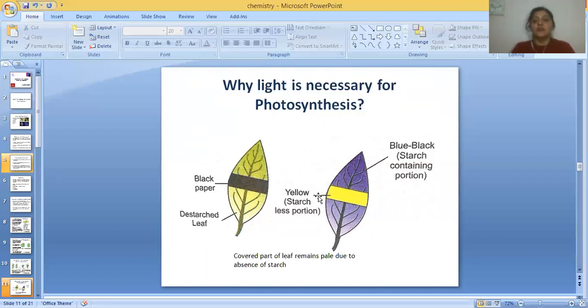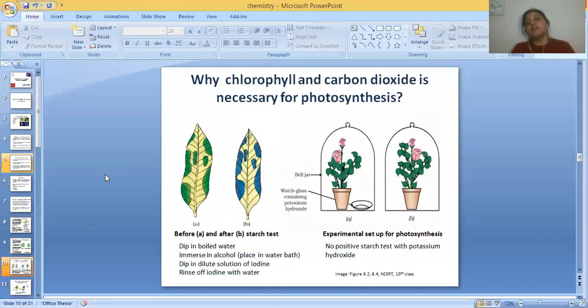You will find the covered part of the leaf remains pale due to absence of starch, because it was not able to face light. So light is also necessary for photosynthesis. All of these experiments prove that chlorophyll, carbon dioxide, and light are necessary for photosynthesis.